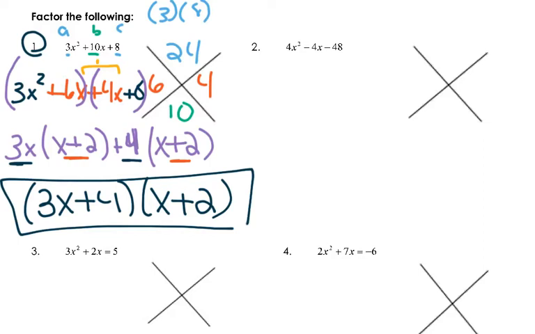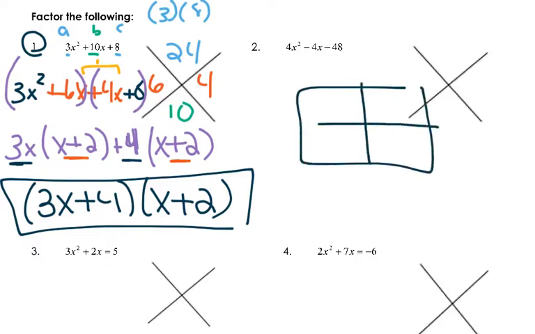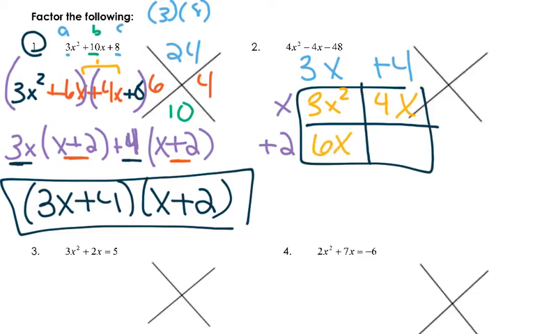And if we want to check, I'm just going to check here on the side. Again, there might not be enough space for you, so please make sure you're using your notebook. I'm going to do the area model. I have a 2 by 2 because I have two binomials. So 3x plus 4 and x plus 2. 3x times x is 3x squared. 4 times x is 4x. 3x times 2 is 6x. And 4 times 2 is 8.